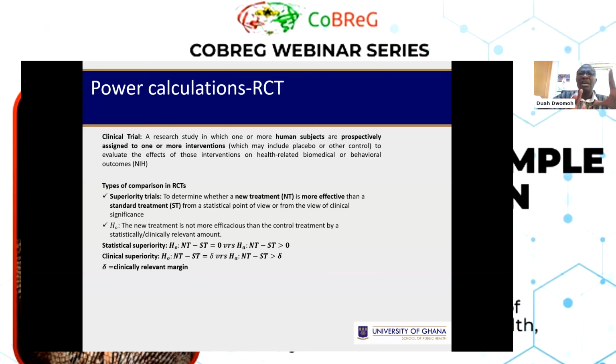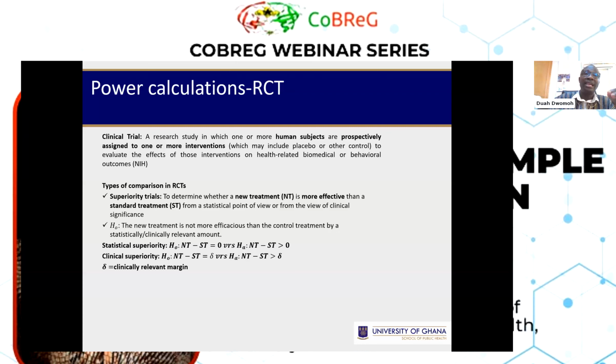Now we have types of comparison that we do in RCT. Like I said, the difference is that we have different hypothesis testing. If you are doing what you call superiority trials, that is to determine whether a new treatment, NT, is more effective than a standard treatment, ST, you can look at it from two different perspectives: one from the statistical point of view, and then from the view of clinical significance.